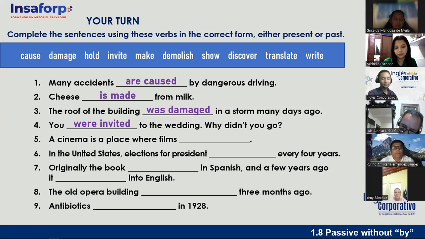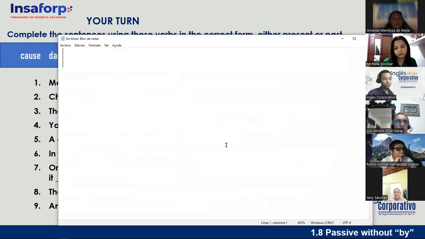Cinema is a place where films are shown. Okay. But it's a place where films are shown. Voy a explicar algo sobre ese verbo, por cierto. Let's see, where is my notepad? Here, okay. The verb show is special, a little bit special, because you have the base form, show, and then the past form is showed, with a D. So naturally you think, this is a regular verb.